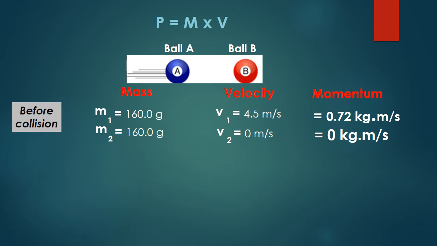Since objects at rest do not have momentum, the B ball begins with zero momentum. So the total momentum of the cue ball and the B ball together before the collision is 0.72 kilogram meters per second. And because momentum is conserved, the system's total momentum after the collision is also 0.72 kilogram meters per second.